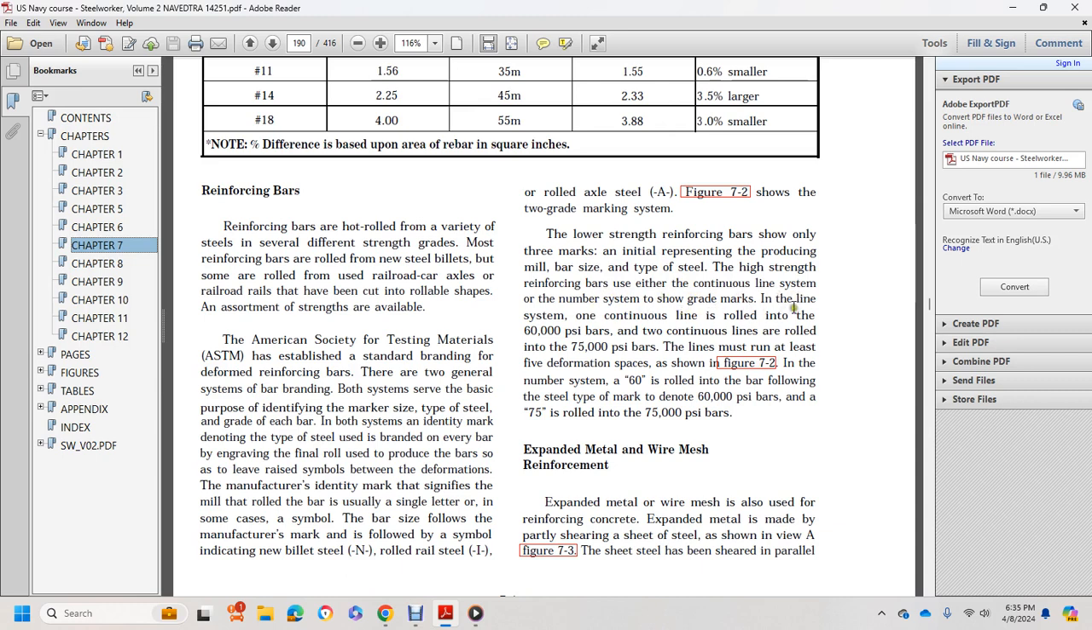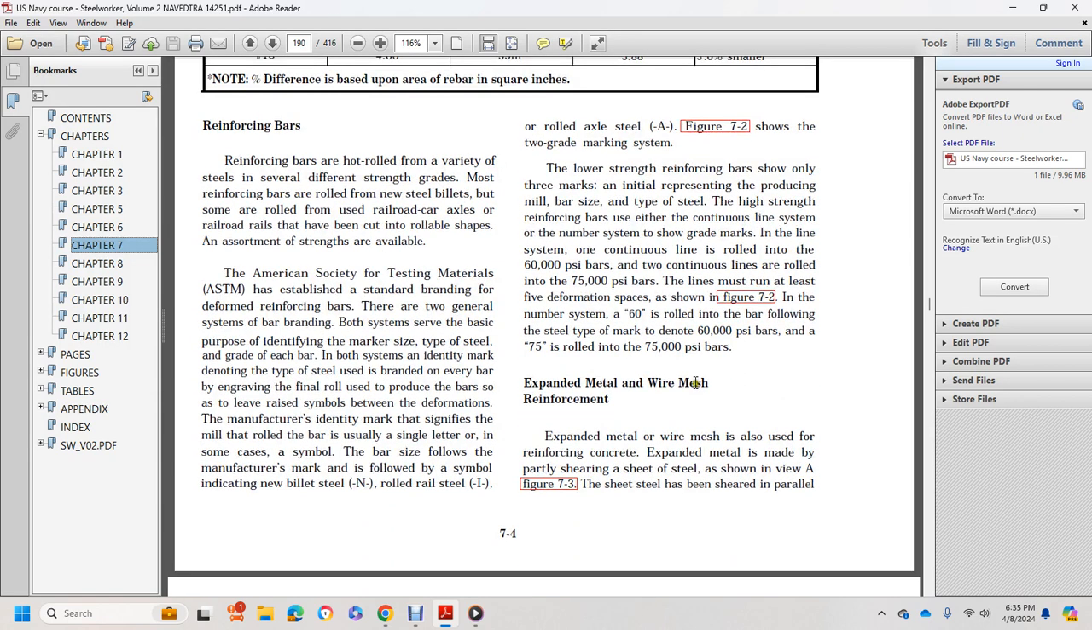One continuous line is rolled into 60,000 psi bars. Two continuous lines are rolled into 75,000 psi bars. Lines must run at least 5 deformation spaces, shown in figure 7.2. In the number system, 60 is rolled into the steel type mark denoting 60,000 psi. 75 is rolled into 75,000 psi bars.